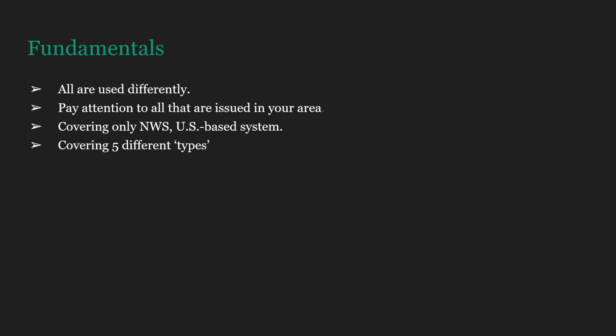Watches, advisories, emergencies, warnings, all of them are meant to inform you and make sure that you are safe. They are never meant to scare you or make you panic, just like how tornado sirens are meant to let you know that there is a civil danger, not just to freak you out. Final time, this is going to be covering only the National Weather Service US-based alert system for weather, and we are going to be covering five different types, so to say, of weather alerts.